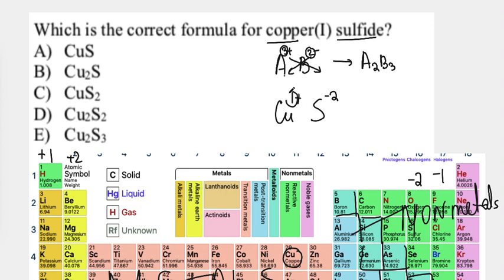We just take these numbers, which are 1 and 2, and we cross multiply them. So what do we get? Copper will now have 2 next to it, and sulfur will have 1, which we do not have to write. Let's look at the answer options to see which one is correct. Cu2S is what I got. So B must be the correct answer for this question.